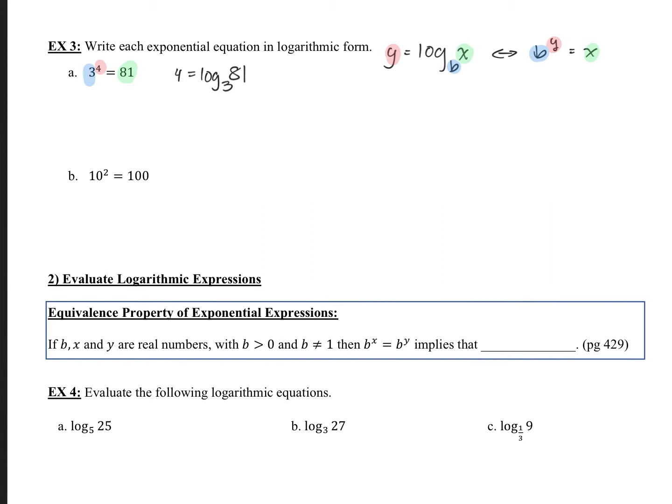All right, go ahead and try to write the other one in logarithmic form. Well, what's the base? The base is 10, exponent is 2, answer is 100. So we have log base 10 of 100 equals 2.